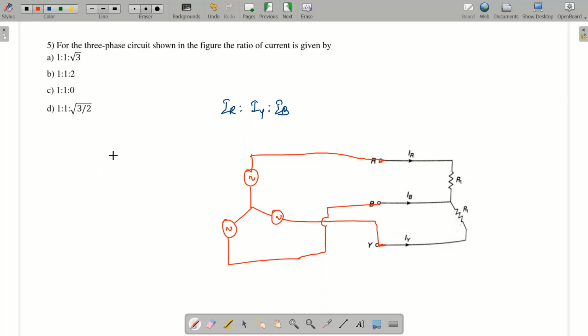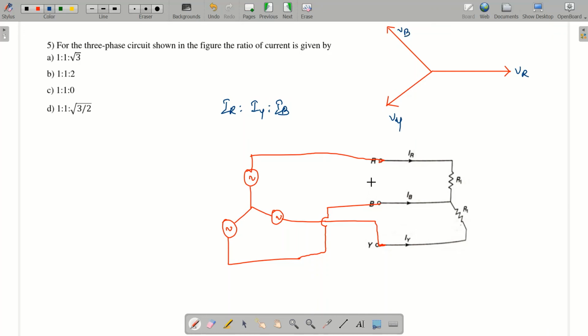Now what is the voltage? What is the voltage across this? So first with the help of the vector diagram we will solve for the voltages, because these are related with angles also, and we have to consider them properly. So consider VR, VY, VB.